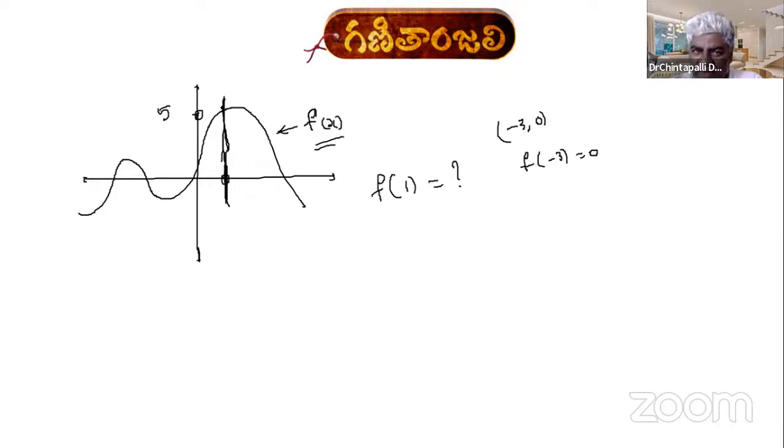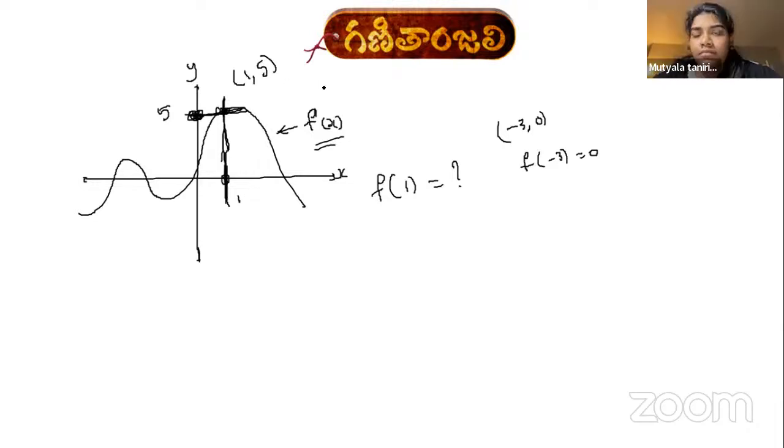That line meets that curve at a particular point. From that point, draw a horizontal line. You need to find the number at which the horizontal line meets the y-axis. It is called the y-axis. So this is the required point, 1, comma. So the coordinates of this point are 1, 5. So f of 1 is equal to 5.